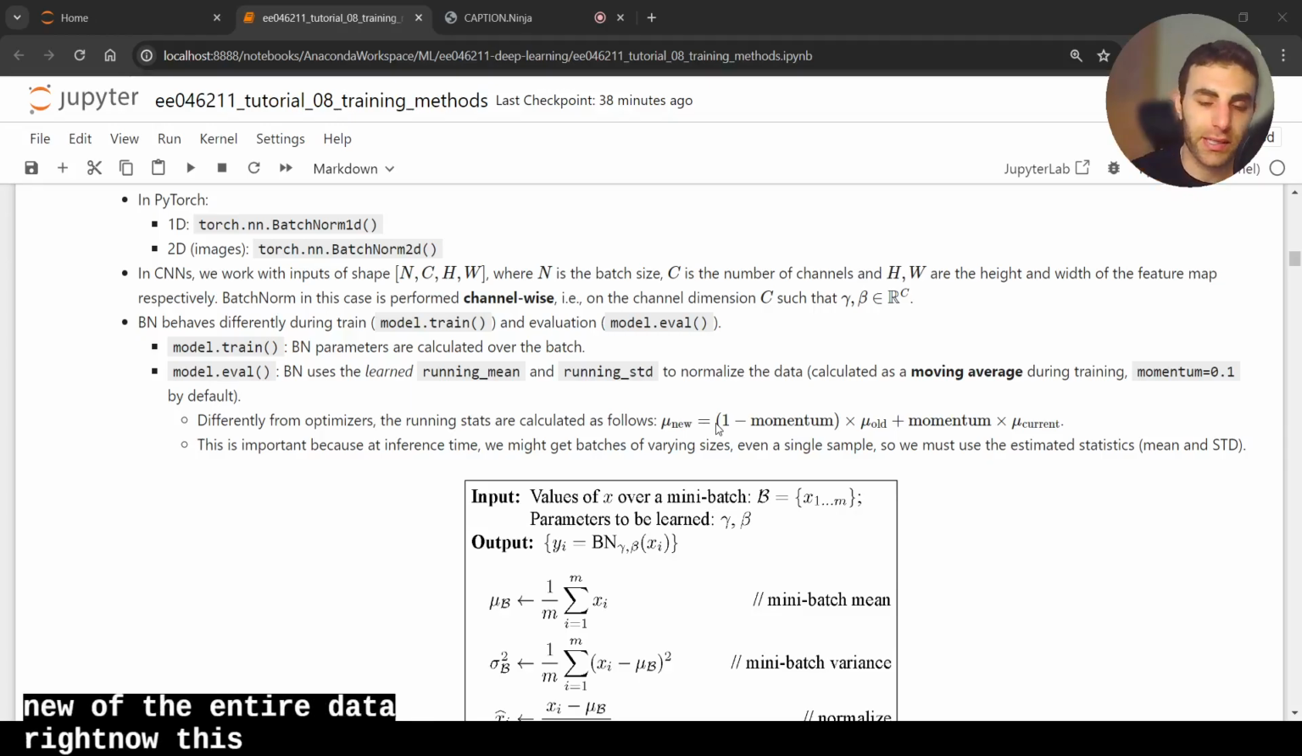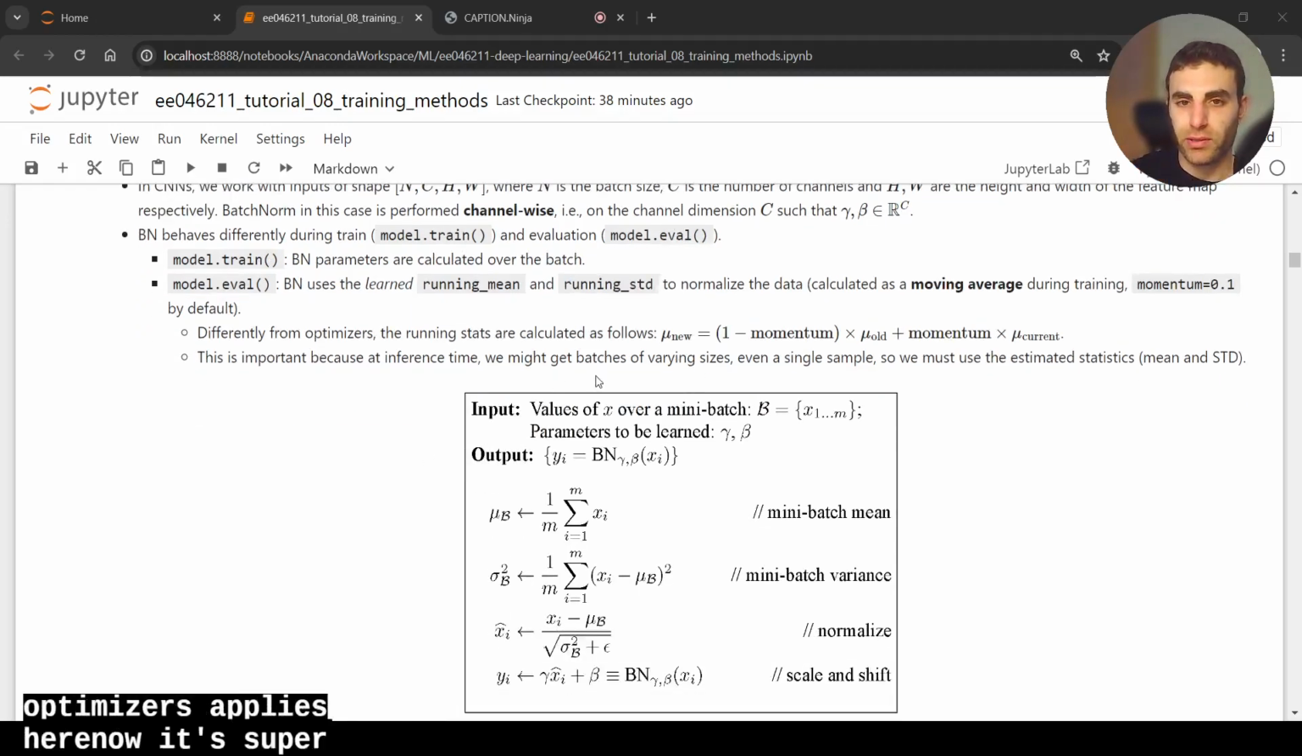Now this is critical because we are working in batches. So the same arguments we had when we talked about optimizers apply here. Now it's super important to understand it because at inference time we might get batches of varying sizes, so we can't calculate mu and sigma over the batches because we don't have a batch. So in the extreme case of a single sample, we just want to classify a single sample. We need to use the mu and sigma which were estimated at train time, right?